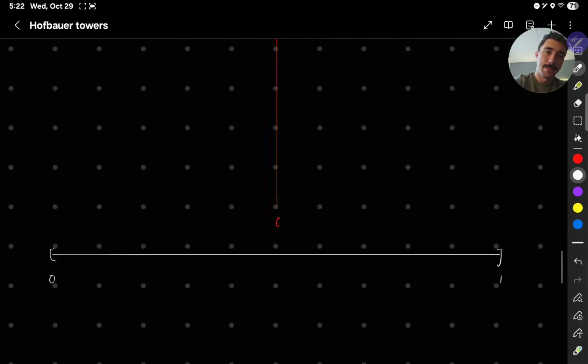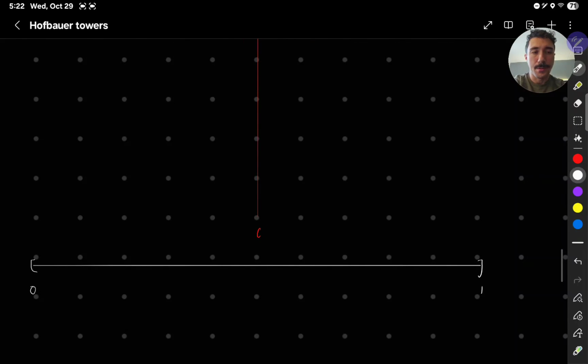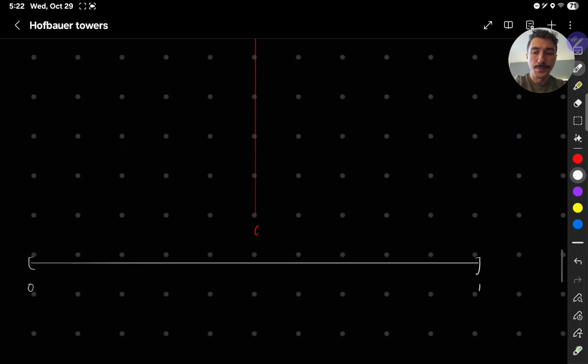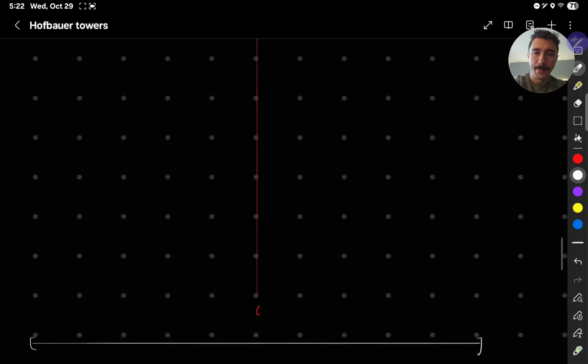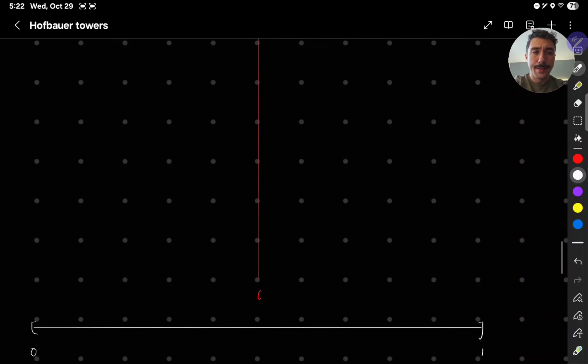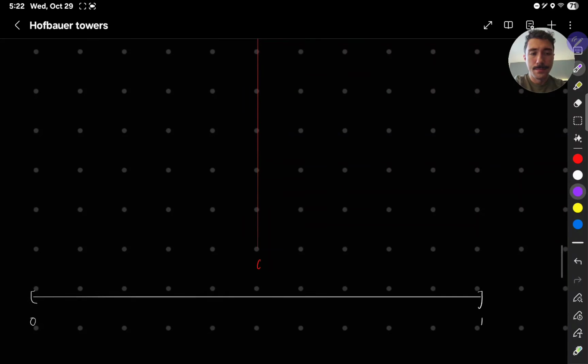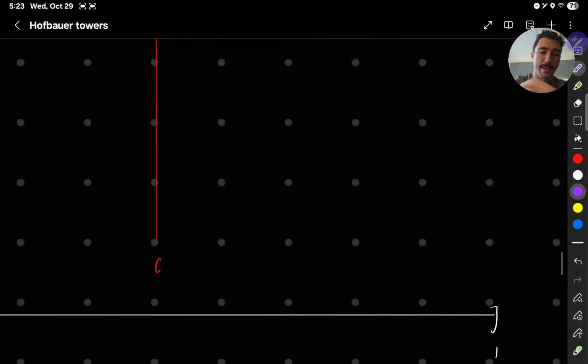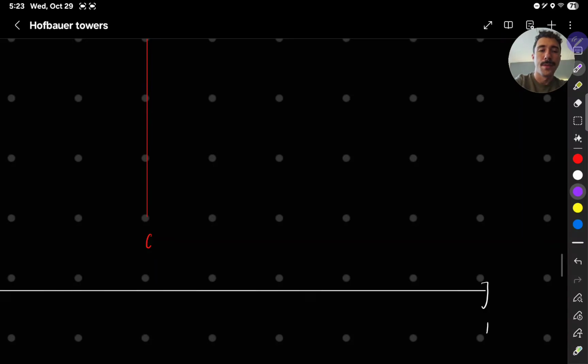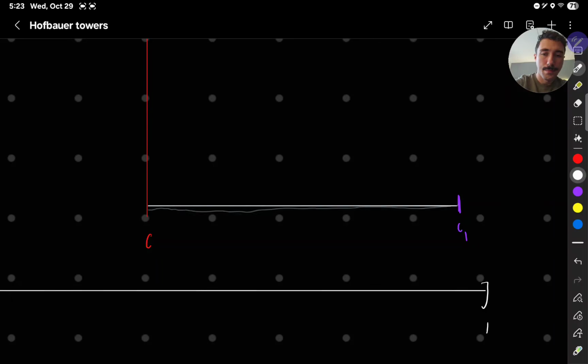I was going to label this interval, but we don't need to. I mean, you could call it I or something. But next, above that, I'm going to draw C1. So C1 lies between C and 1, closer to 1. Maybe right here. And I'm going to draw a line between C and C1, and I'm going to call this interval D1.